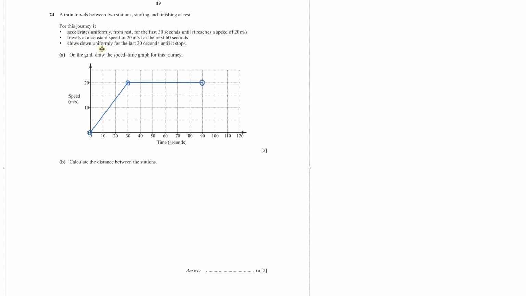And then it slows down uniformly for the last 20 seconds until it stops. So 90 seconds is here. It decelerates for the next 20 seconds until it stops. So 90 plus 20 would be 110. And at 110, the train completely stops. So that means the speed is 0. And again, it slows down uniformly, which means the graph has a constant gradient. So that means this will be another straight line between this point and this point here.